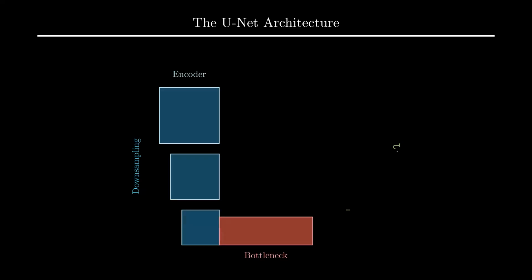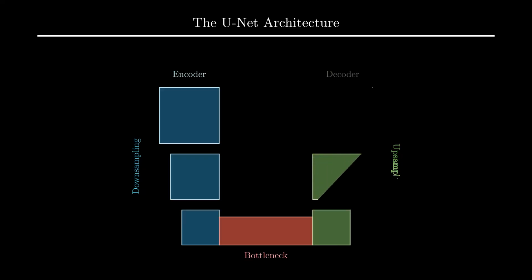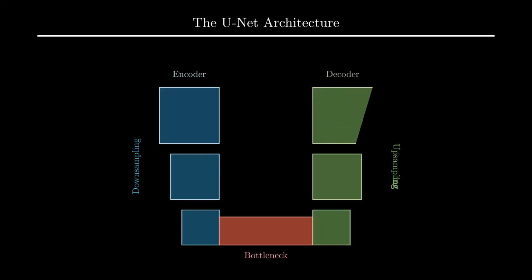Now, we need to turn that understanding back into a predicted noise map. This is the job of the decoder. It takes that compressed concept and performs upsampling, progressively enlarging the resolution back to the original image size. However, if we only used the bottleneck, we'd lose a lot of the fine crispness because we compressed everything so much. To solve this, UNet uses skip connections.